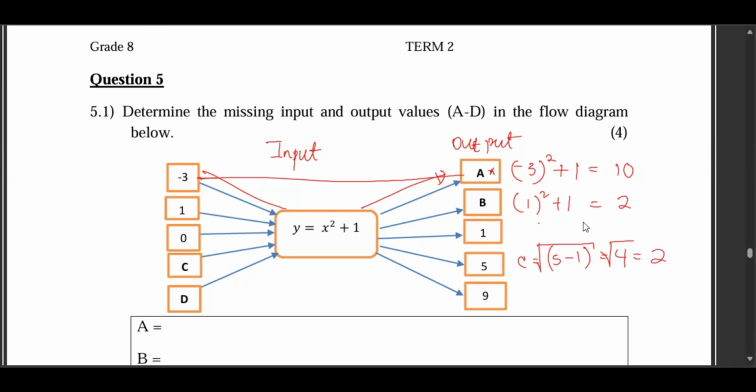Why am I using now the square root? Because I'm working backwards. I'm looking for the answer that gave us 5. I'm looking for the answer that gave us 9. What was the input? So here the C is 2, and the D will be the square root of, open brackets, this 9 minus 1, and the square root of 9 minus square root of 8. So D is the square root of 8.